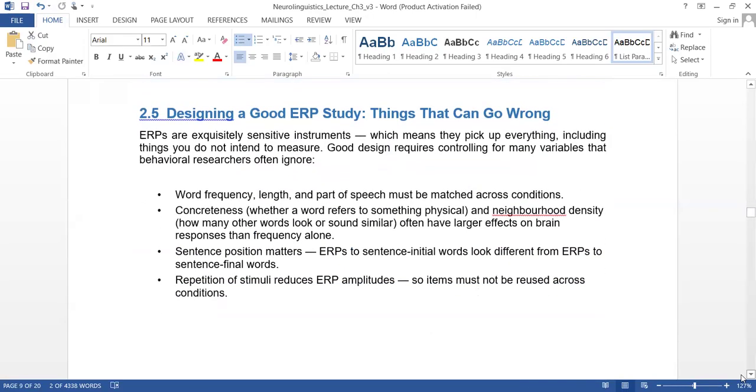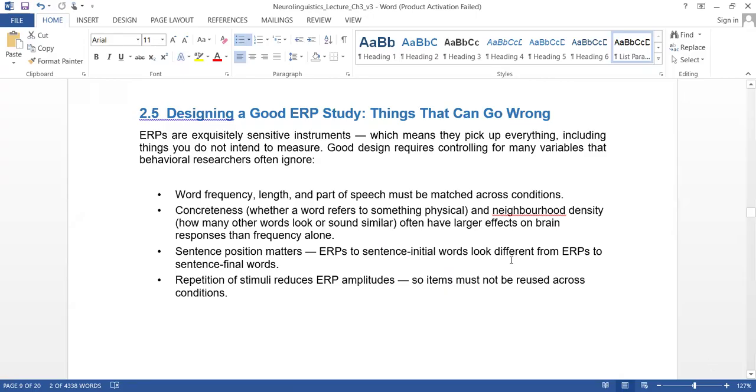Designing a good ERP study. ERPs are an exquisitely sensitive instrument, which means they pick up everything, including things you don't intend to measure. Good design requires controlling for many variables, and we discussed controls previously also. When we were doing SFL, I engaged you at least in research, and we talked about experimental research and all that.